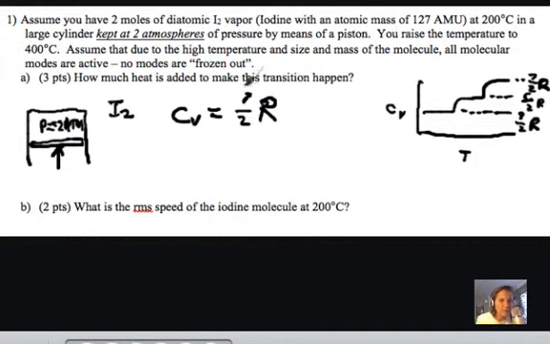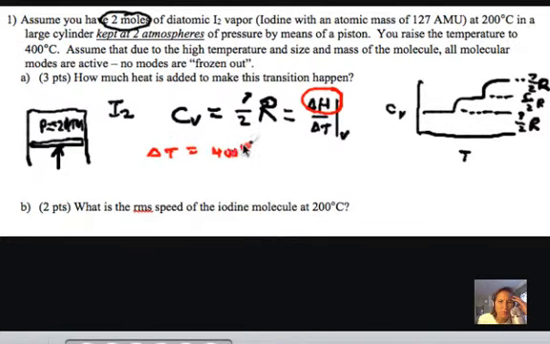Okay, so let's go ahead and figure this out. The heat capacity at constant volume is equal to the change in heat per change in temperature at constant volume. So we have 2 moles of this. And what we're looking for in this problem is how much heat is required. We know that the delta T is equal to 400 degrees C minus 200 degrees C. So delta T is equal to 200 degrees C.